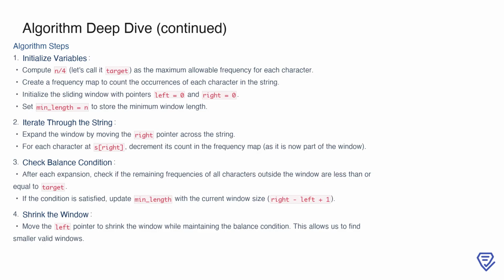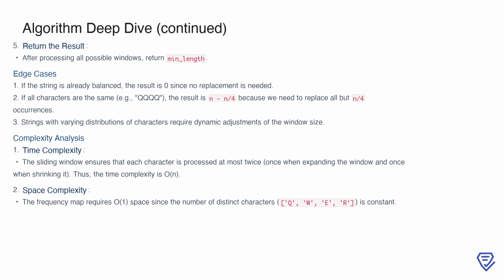The algorithm then iterates through the string using the right pointer to expand the window. For every character at s[right], we decrement its count in the frequency map, as it is now part of the window. After expanding the window, we check whether the remaining characters outside the window meet the balance condition. If they do, we update min_length with the current window size. Finally, to optimize further, we move the left pointer to shrink the window while ensuring the balance condition is still satisfied. This allows us to refine the result and find the smallest valid window. Once all possible windows have been processed, we return min_length, which represents the minimum length of the substring that needs to be replaced to achieve balance.